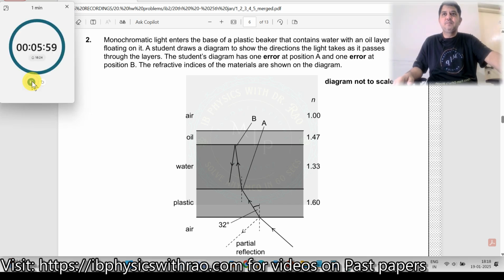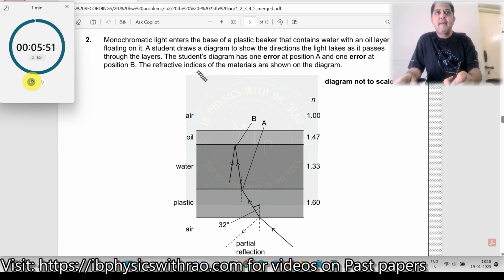Question number 2. Okay, this is for 6 marks, so I have allotted 6 minutes to solve this. Let us see whether we will be able to solve it.